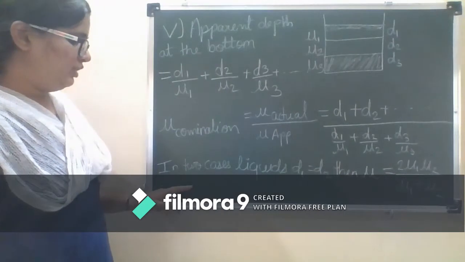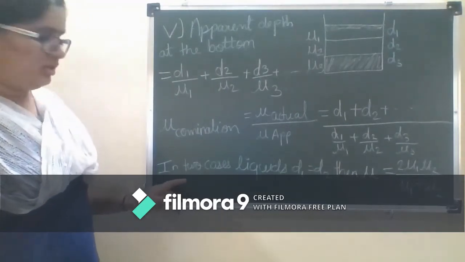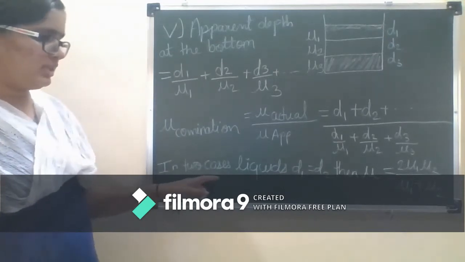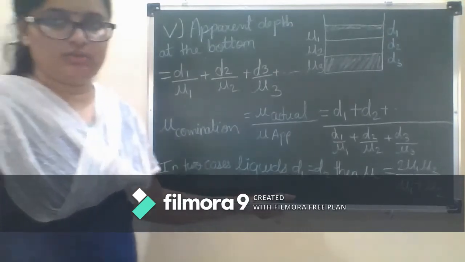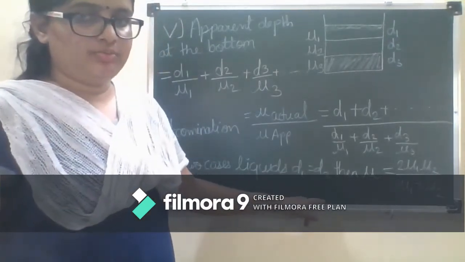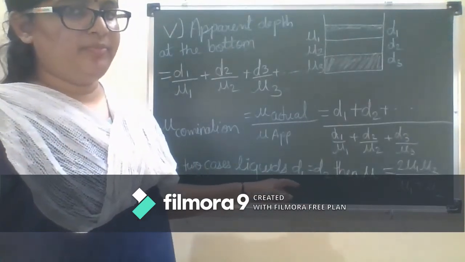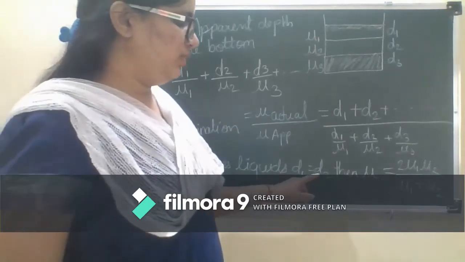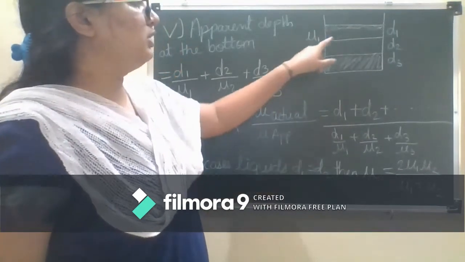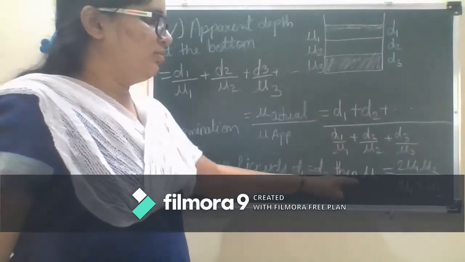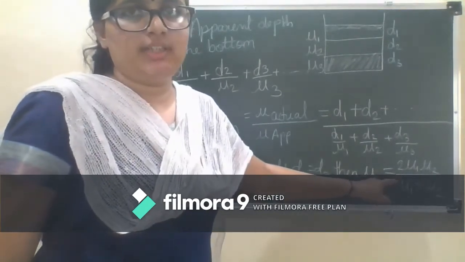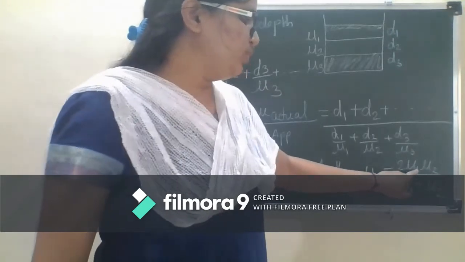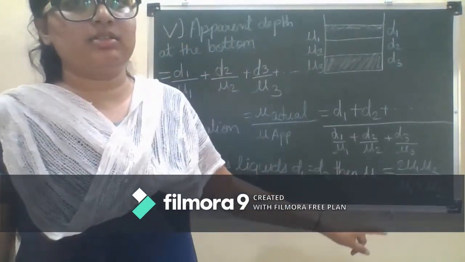Then for the two cases of the liquid, if there are two liquids in which d1 is equal to d2, then mu is equal to 2 mu1 mu2 upon (mu1 plus mu2).